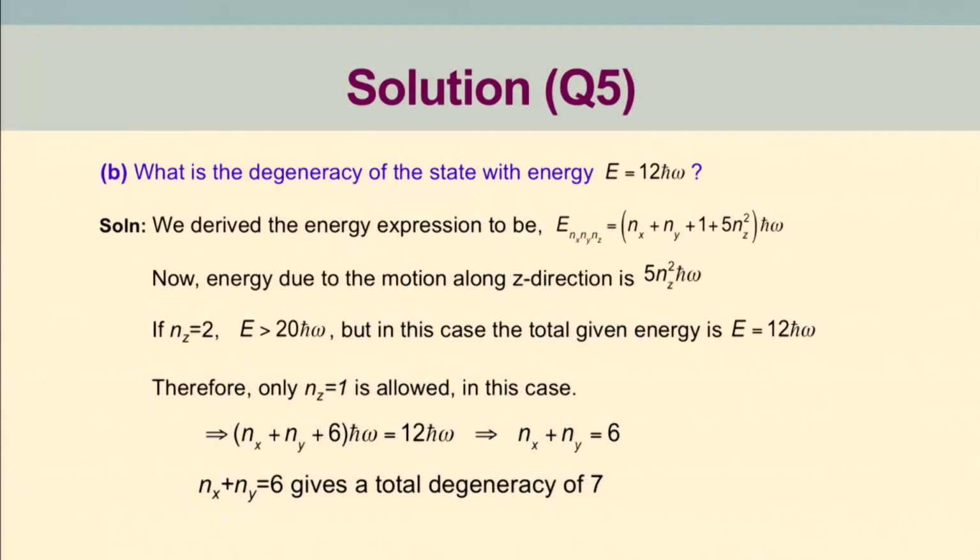Okay. Now, let us look at the degeneracy. What are the possible degeneracies for the first case, which is when E equals 12 h cross omega? Now, this problem is similar to the previous problem. So, I will just substitute the value of E to be 12 h cross omega and see what kind of equation involving nx, ny and nz I get.